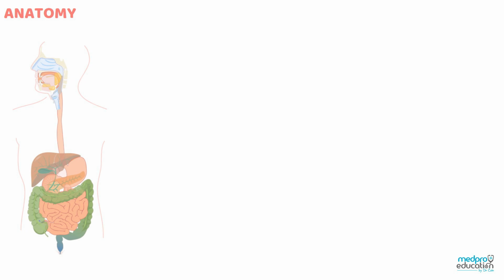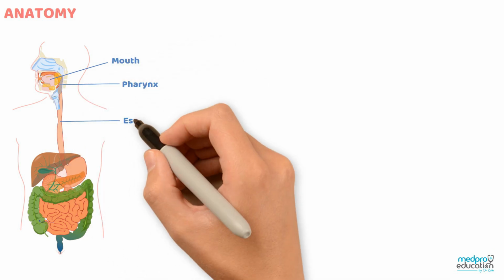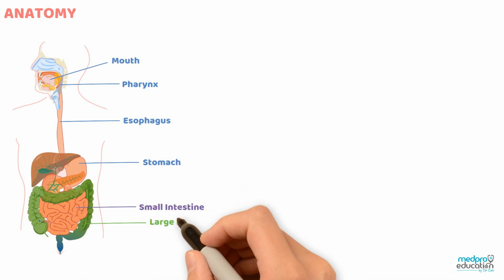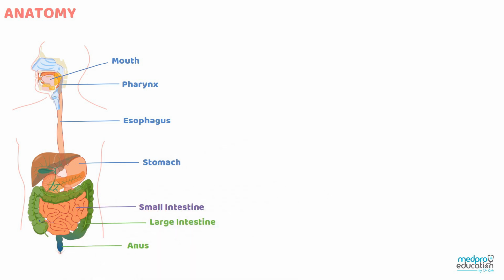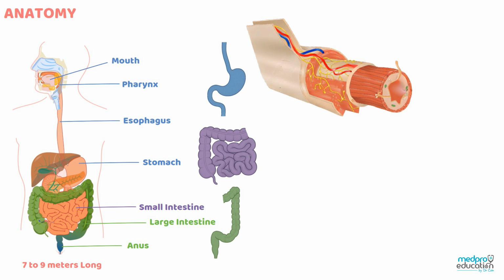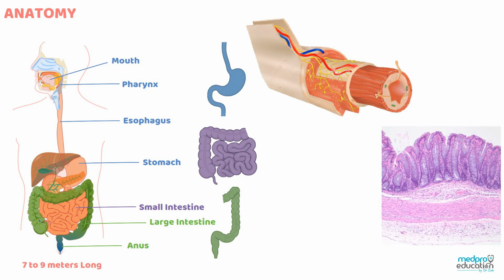The gastrointestinal tract, also called the alimentary canal, is a continuous muscular tube. It starts at the mouth, passes through the pharynx, esophagus, stomach, small intestine, large intestine, and ends at the anus. The average length is 7 to 9 meters in adults, divided into foregut, midgut, and hindgut embryonically and according to the vascular supply. The digestive tract wall has 4 layers, remembered as MSMS.